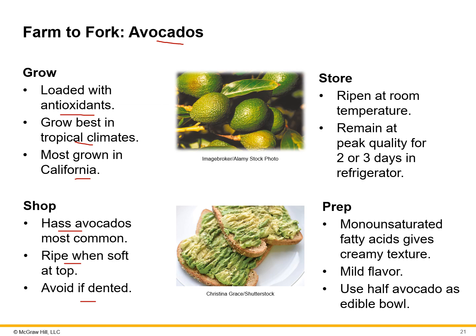As far as storing them, once they're ripened, just keep them at room temperature, and they can last for a few days, or a little bit longer if you keep them in the refrigerator. As far as cooking them, even though they have a lot of fat in them, we call them good fats because they have those mono and unsaturated fatty acids, which give them that creamy texture. Again, that's what helps improve their nutritional factors. They have a rather mild flavor, and you can use them as an edible bowl. If you split it in half, it could be a bowl for a salad or something like that.